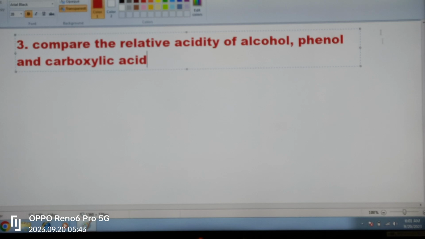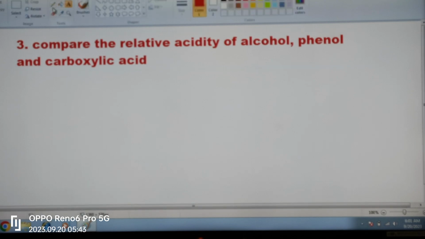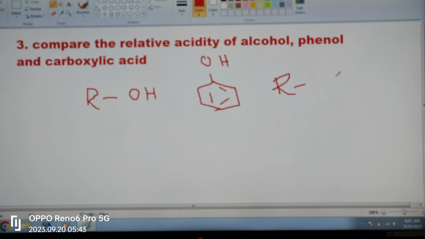So alcohol, phenol, carboxylic acid, we are taking some general examples. For alcohol, we are taking the aliphatic alcohol, ROH, the simple alcohols. For phenol, we are taking the phenolic OH group, that is phenol. And for carboxylic acid, we are taking the simple carboxylic acid where the R group and the COOH group are present.